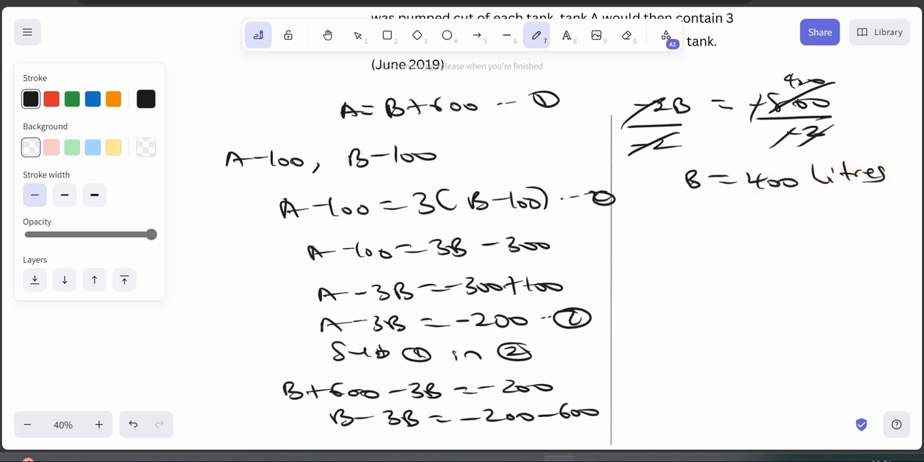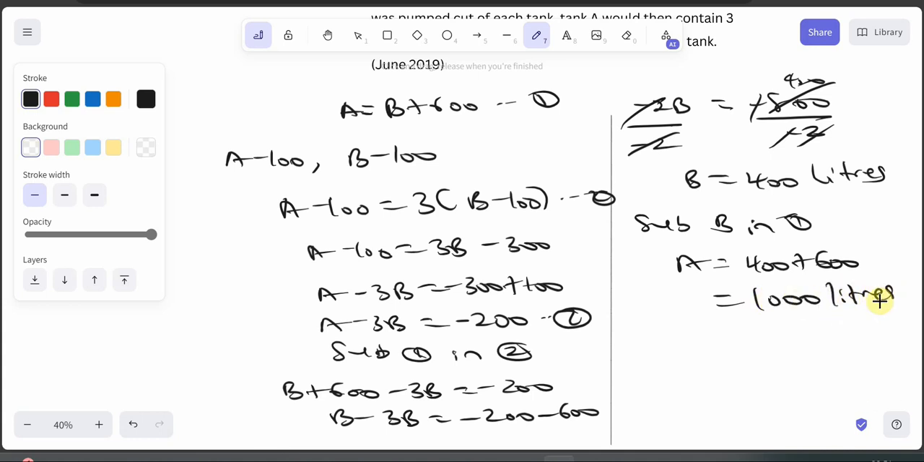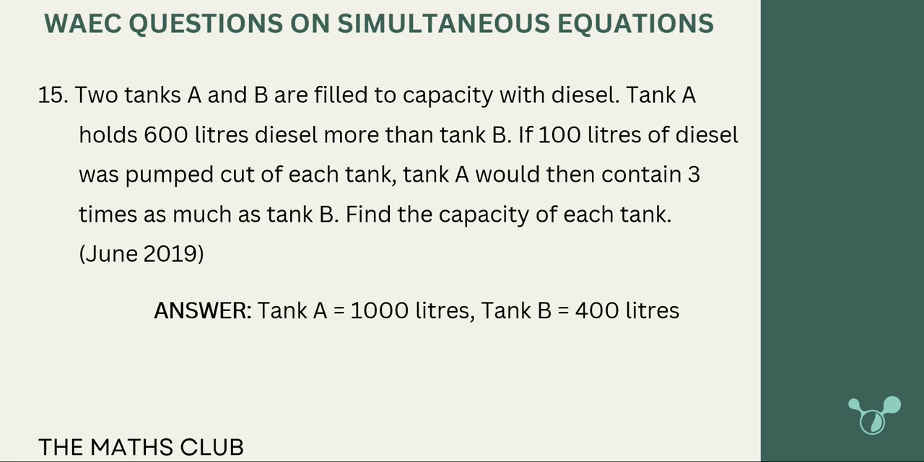And then if I substitute the value of B in equation 1 to find the value of A, that will be good. So A will be equal to 400 plus 600, and that will be equal to 1000 liters. So we know that the capacity of A is 1000 liters and the capacity of B is 400 liters. Let's see if we're correct. So tank A is 1000 liters and tank B is 400 liters in capacity.